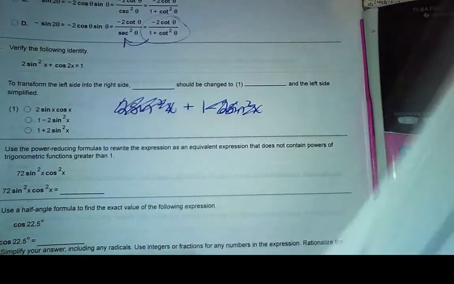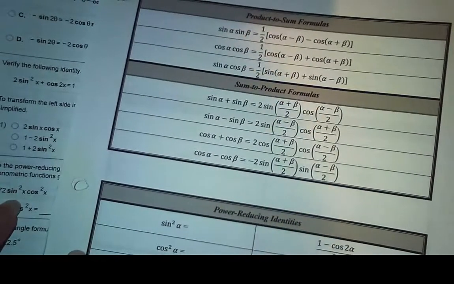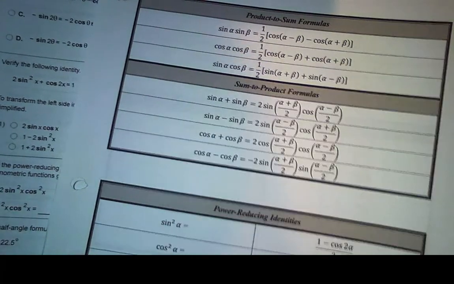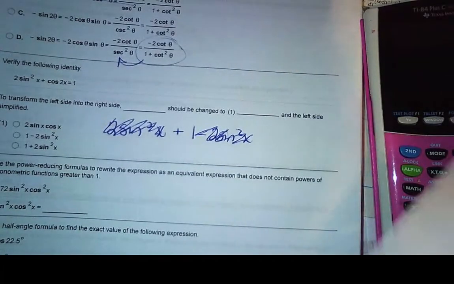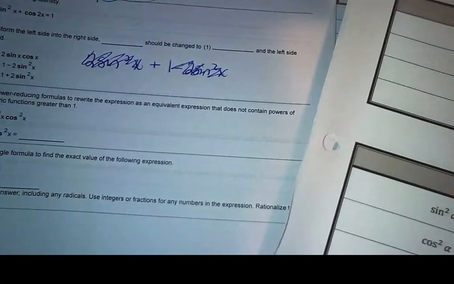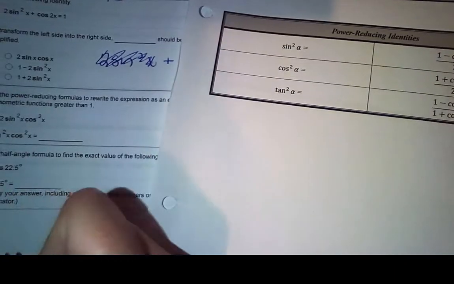So I'm going to show you one of these. I've got 72 times the sine squared of x times the cosine squared of x, and I want to rewrite this. It's going to be ugly. I want to rewrite this as long as every trig function does not have a power other than 1. That is my mission.